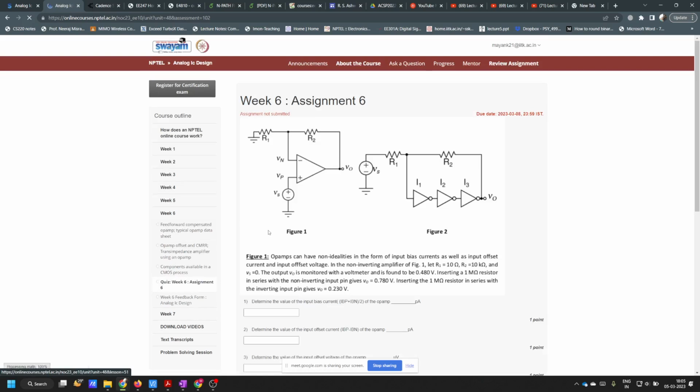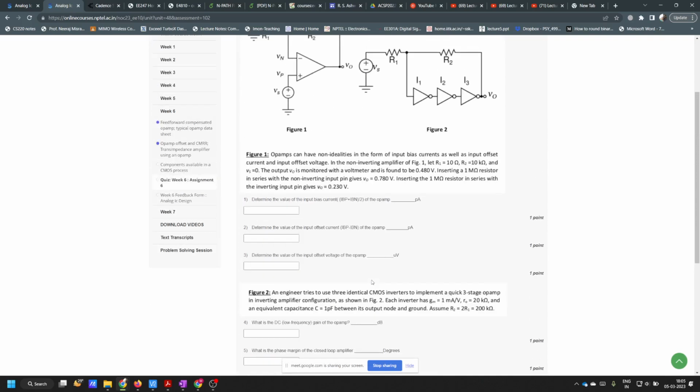But if we do it that way, won't the values just keep changing for different values of resistances that we use? I don't think so. They will come out to be independent of that. Okay.